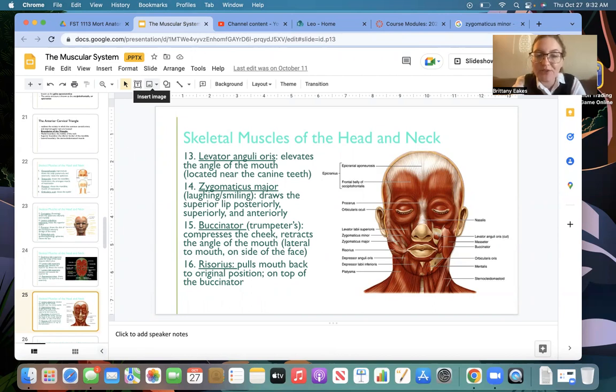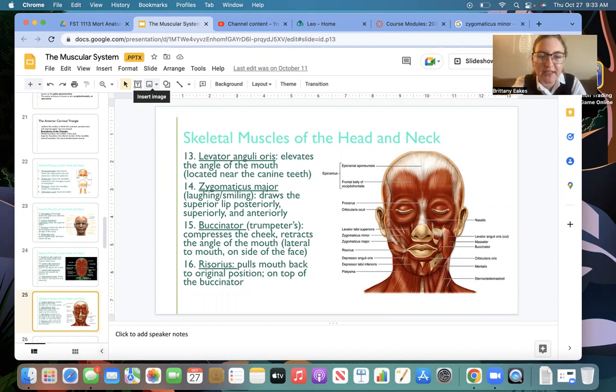And then we have the buccinator or the trumpeter's muscle. This is going to compress the cheek, retract the angle of the mouth. So it's lateral to the mouth and the side of the face. You could think when somebody's playing the trumpet, they have to compress this. That's going to be the buccinator muscle or the trumpeter's muscle.